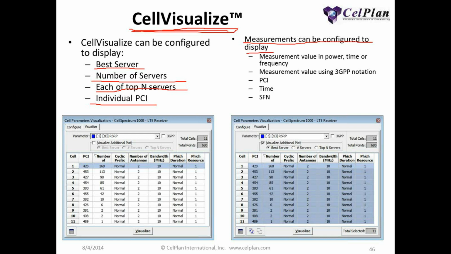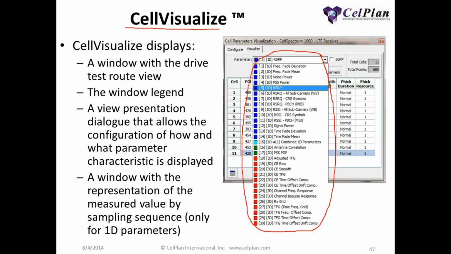And that's what your device will inform, so that's why we have to show it with this. We can show you the PCI at every single point, the time the measurement was done, and the system frame number. So basically, once visualized, you see the screen with the PCIs. We choose which one we want, best server or individual and so on, and it gives us a menu of the options we have to choose.